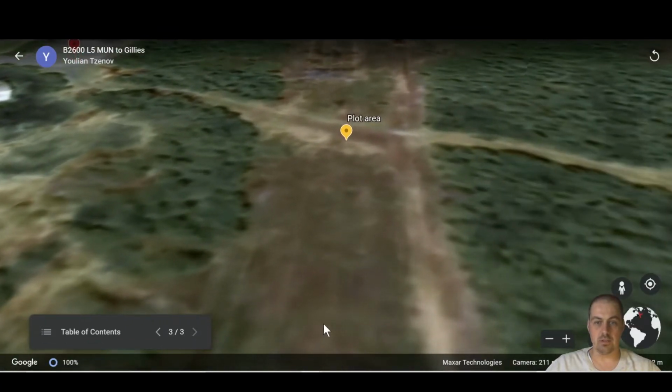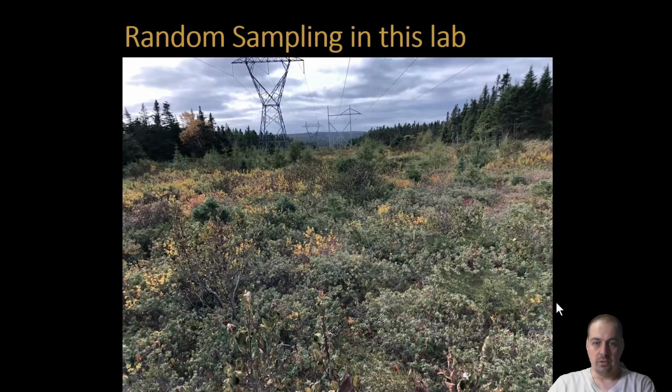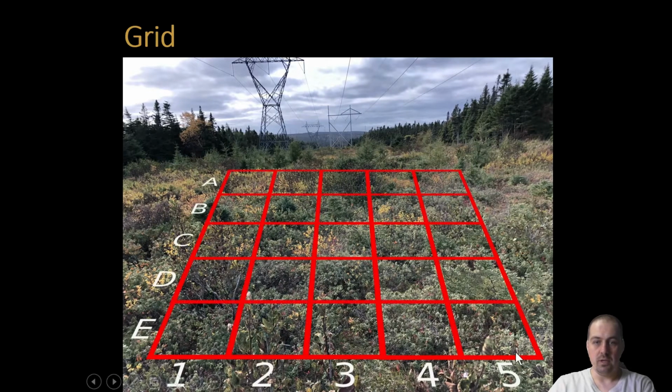So this image is obviously low resolution and fairly old. So I'm going to give you a new one. So here is a more recent and higher resolution image of the plot area. So the first thing that was done was a grid was made, which looks like this.